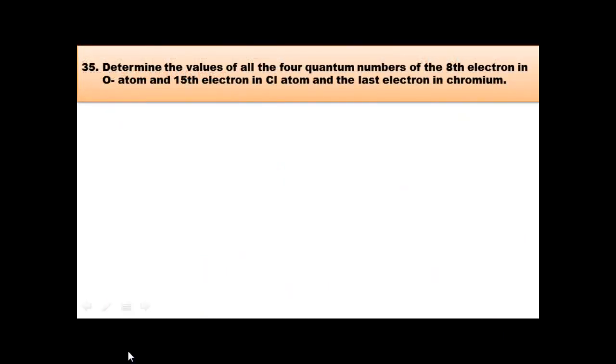So the next one is question number 35. Determine the value of all the 4 quantum numbers of the 8th electron in oxygen atom, then the 15th electron in chlorine atom and the last electron in the chlorine. Okay. So first one is the oxygen.